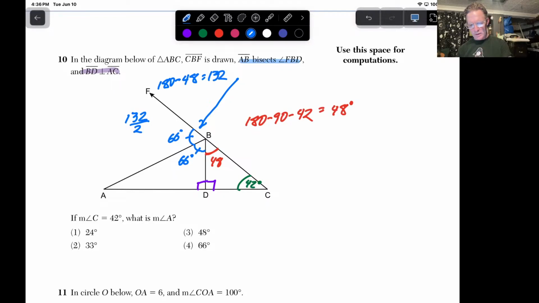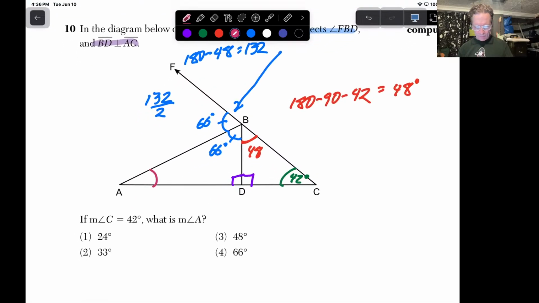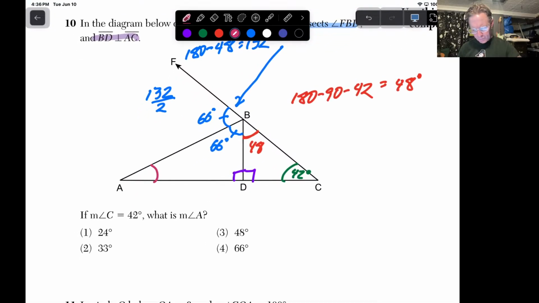Lastly, this angle over here is what I'm looking for. So these two angles, 66 and angle A, have to equal 90 because they're complementary angles, because the other angle is 90. So you could say 90 minus 66 equals 24. There you go.